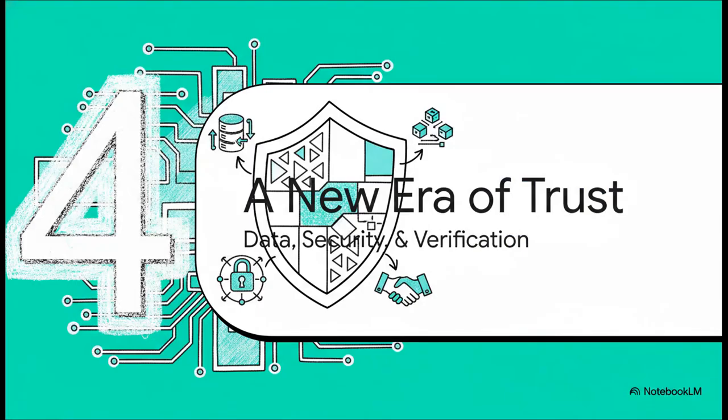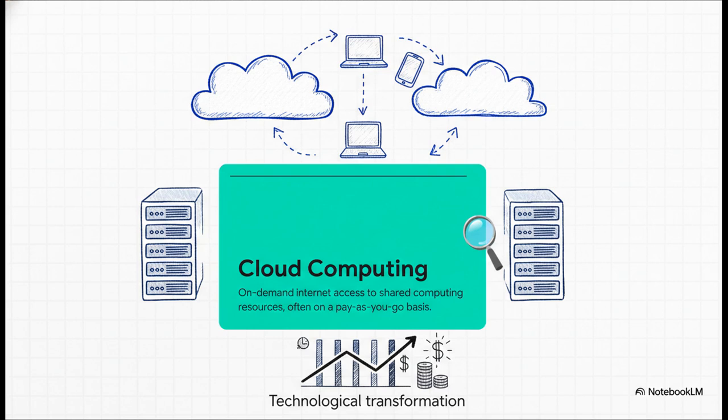So let's move on, because all this automation and intelligence is leading to a really fundamental shift in how we think about our data, about security, and maybe most importantly, about trust itself. We're building a whole new infrastructure. A huge piece of this puzzle is cloud computing, and the main idea here is pretty simple. A company doesn't have to own these massive, expensive server rooms anymore. They can just rent computing power, storage, and software over the internet, and they only have to pay for what they actually use. It's like switching from owning a car to using a ride-sharing service.